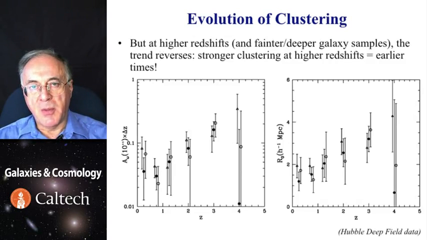But then something interesting happens. Going to larger redshifts, past redshift of 1, the clustering strength starts increasing again with redshift, meaning it's been decreasing in time, which is exactly the opposite of what you expect.